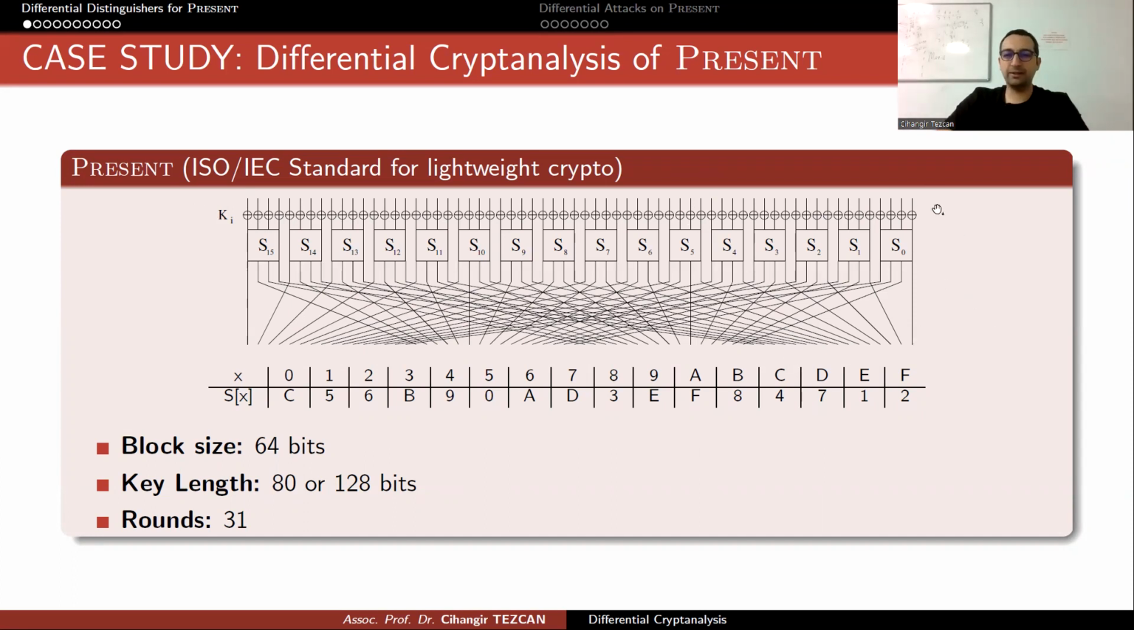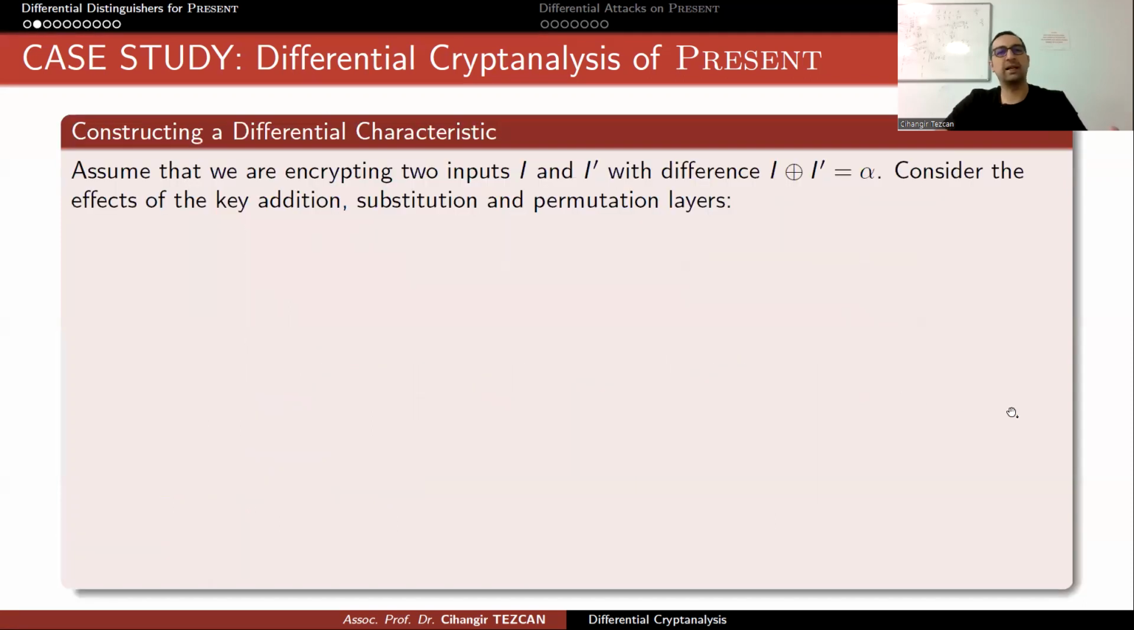So with differential cryptanalysis, we will focus on just flipping one bit in the input and then try to observe how this change affects each layer. Okay, so that is the idea behind it. Don't forget that in differential cryptanalysis, we work with pairs. So we have two inputs and we know the difference. Assume that we are encrypting two inputs, I and I prime, with difference I XOR I prime equal to some value alpha that you know.